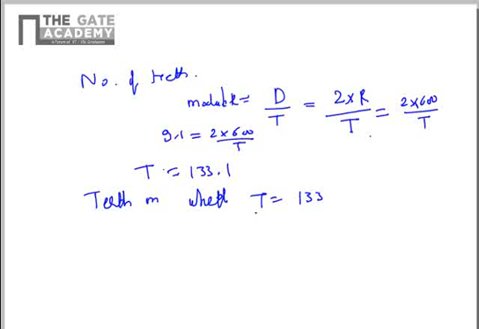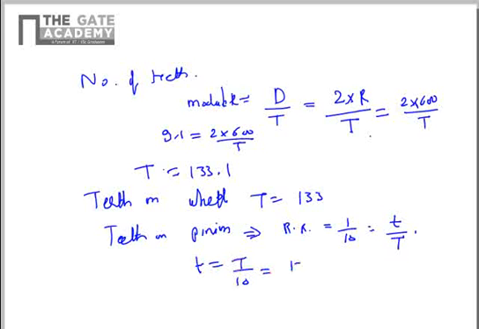If you take 133 teeth on the wheel, then the teeth on the pinion will follow from the reduction ratio, which is 1 by 10. That will be equal to the number of teeth on the pinion divided by the number of teeth on the wheel. So T will be 133 by 10. This is 13.3. Again, 0.3 teeth is not possible. We have to choose a number which is a whole number for both the wheel and the pinion. So we'll choose the nearest one for that. The number of teeth we'll try to choose lesser only, not more, for simplicity.